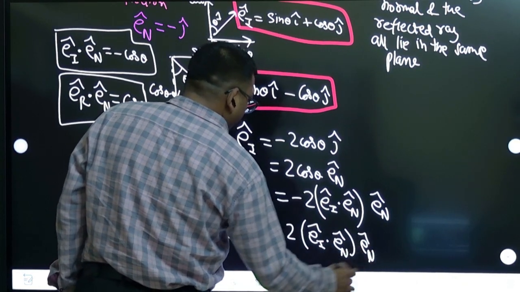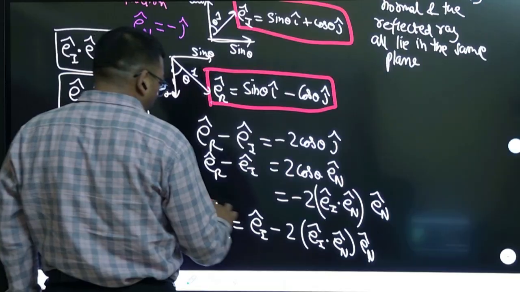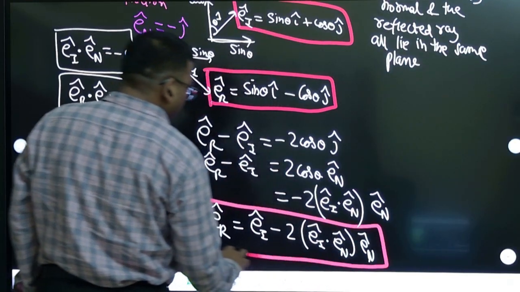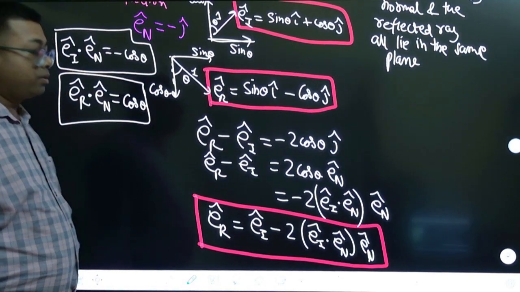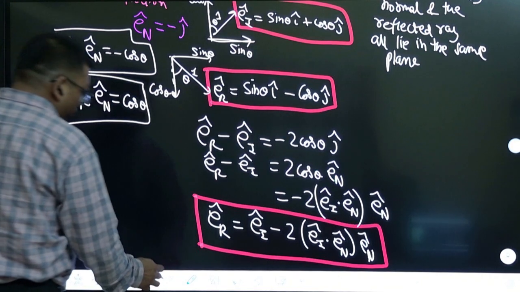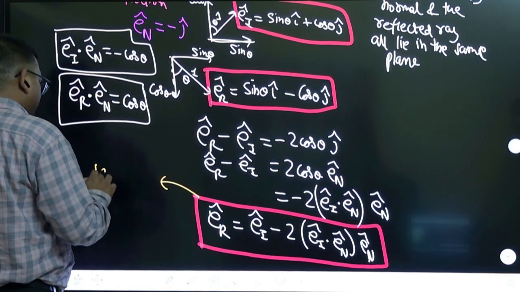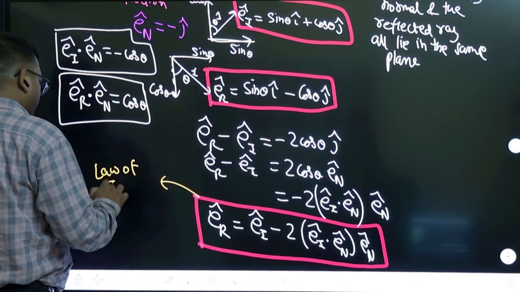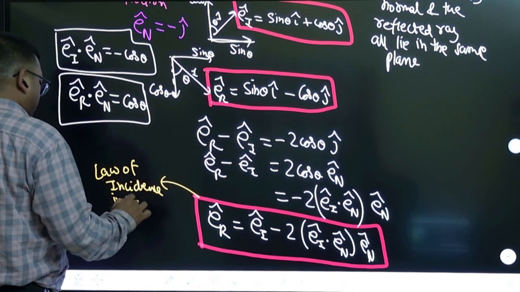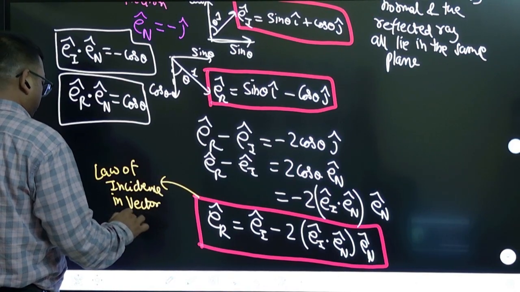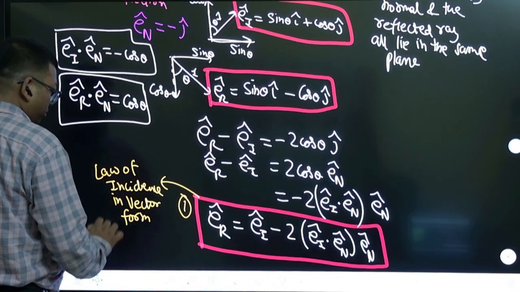This is the vector law. This is law. Law is not limited to any condition. Law is valid everywhere. Okay, so this is the equation of vector law, law of reflection in vector form. That is the first point of the law.